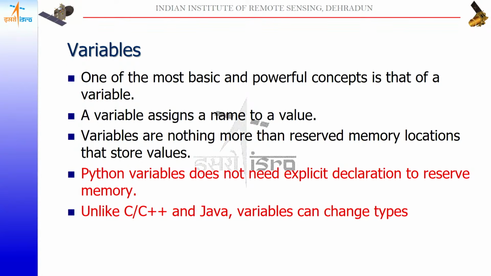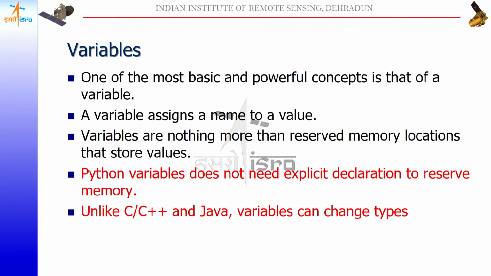Variables are nothing more than reserved memory locations that store values. Whatever value you give to the computer gets stored somewhere in the computer's memory, like in a table. These variables are the addresses of those locations, or textual labels of those locations, so that if you want to fetch back that value, you can fetch it using the variable name. When you start creating variables in the Python programming language, you need no explicit declaration to reserve memory, unlike C, C++, and other programming languages.